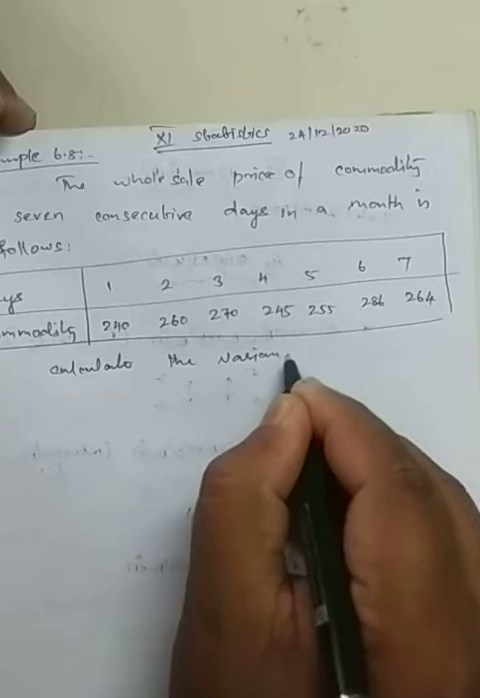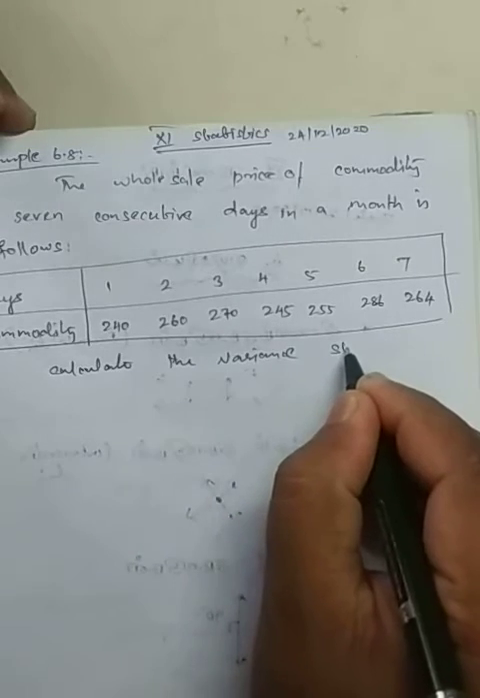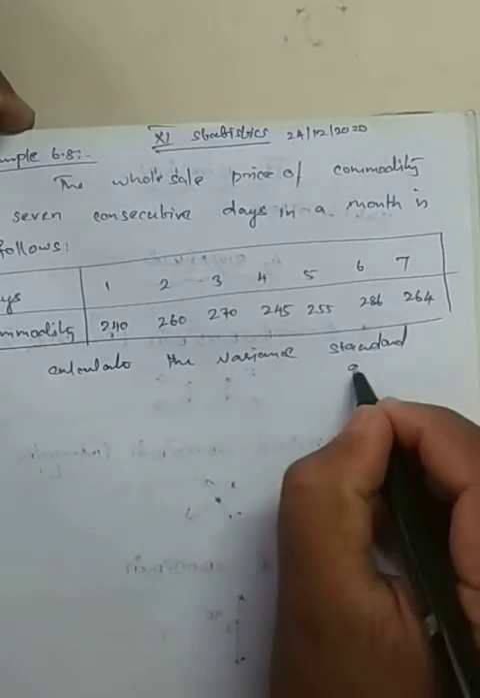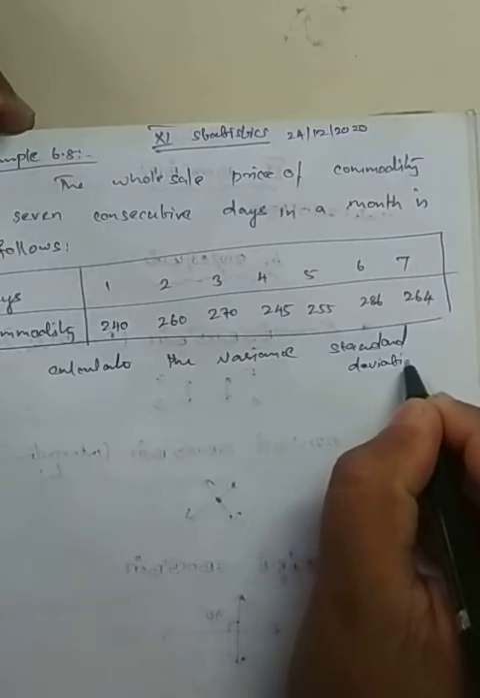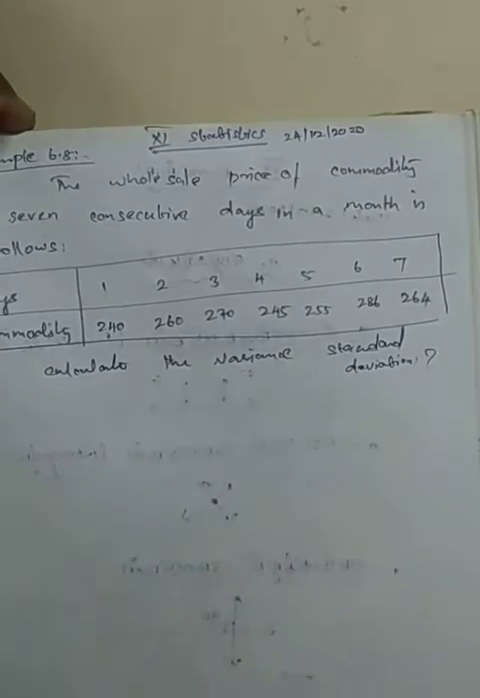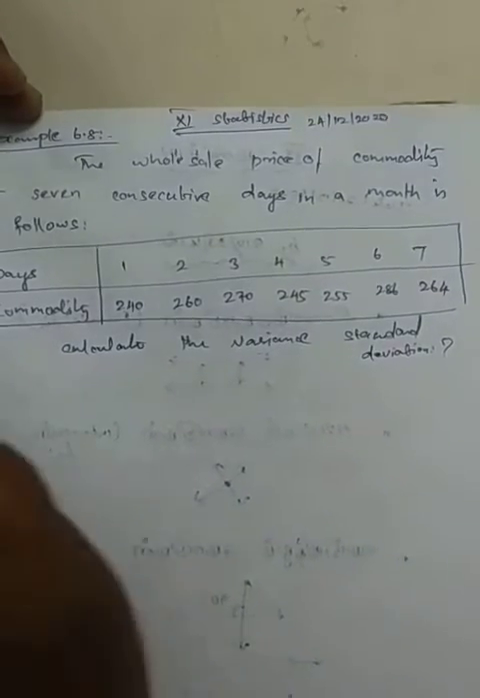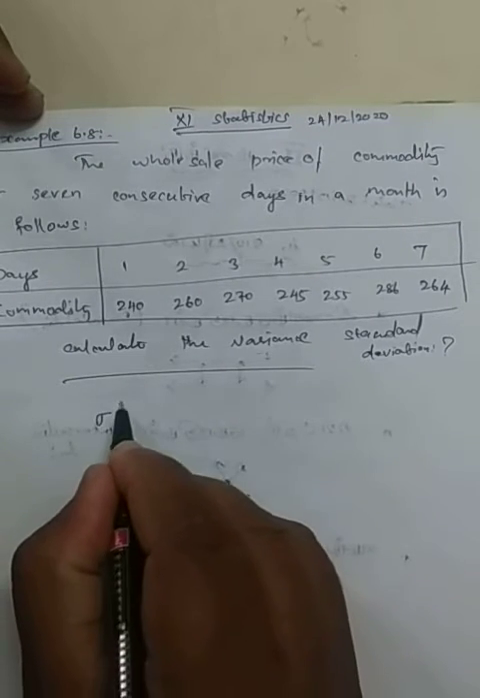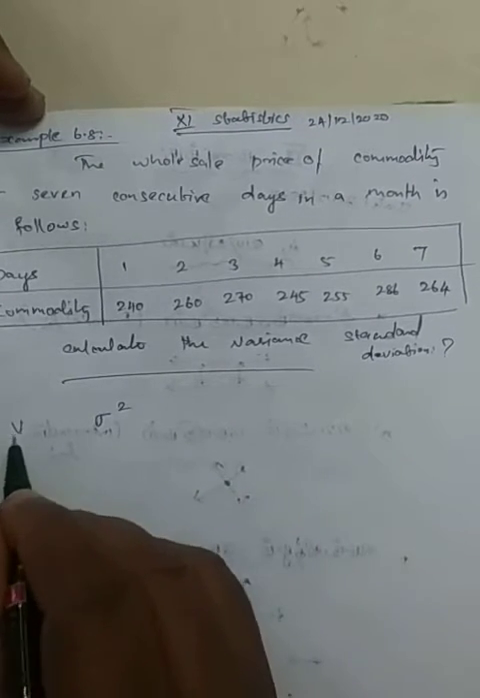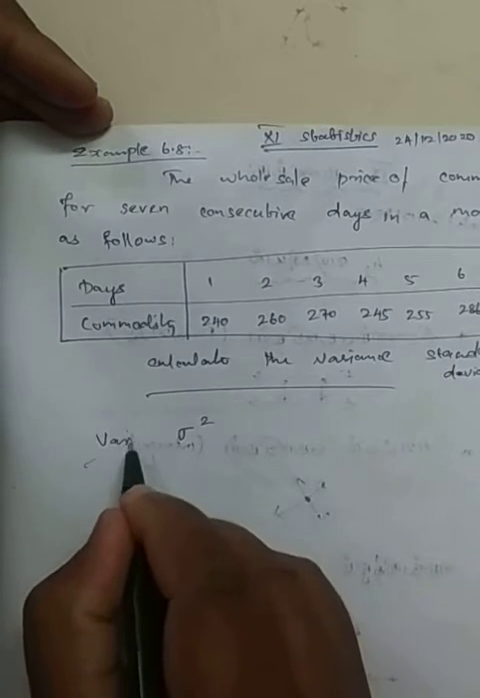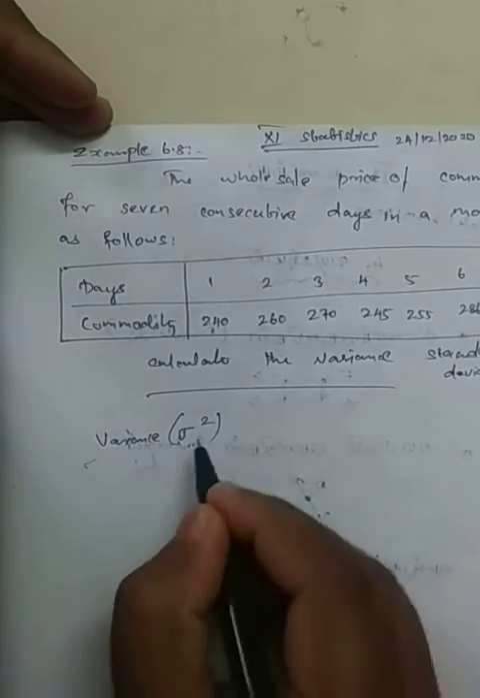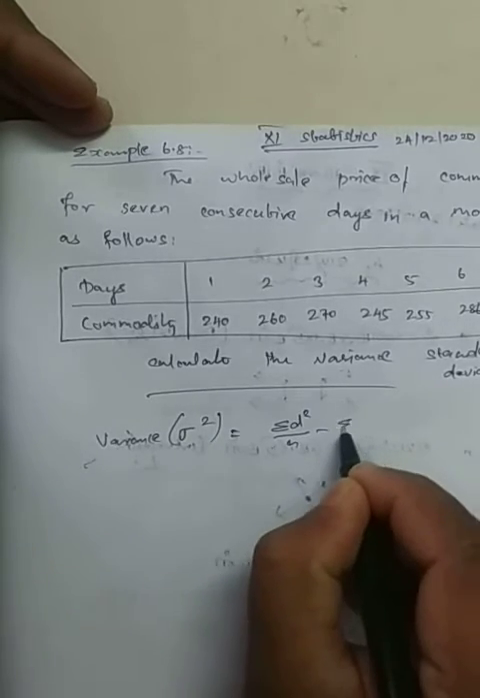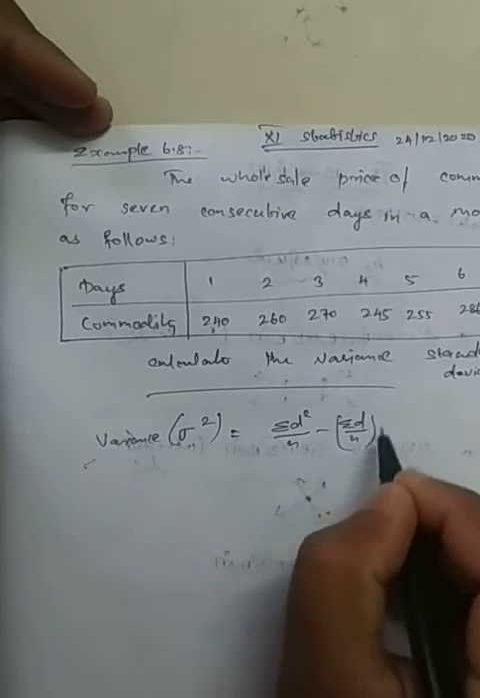Variance and standard deviation, they are asking. So we need to find these things. Okay. So first we must know the formula for variance and standard deviation. The formula is sigma square, which is nothing but variance. That formula is what? Sigma d square by n minus, sigma d by n the whole square.